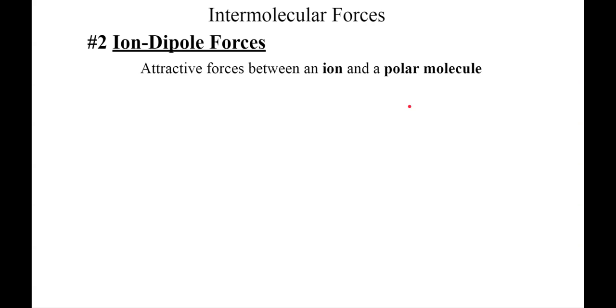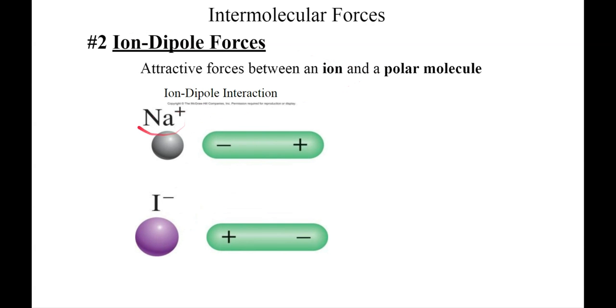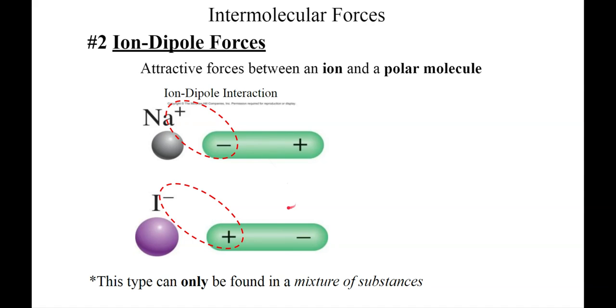The second is called the ion-dipole force. If dipole-dipole forces are between two polar things, an ion-dipole is between something charged, an ion, and something polar. The sodium ion is positive, so it will have an electrostatic attraction towards the partial negative of something polar. But iodide, which is negative, will have an attraction towards the partial positive. So ion-dipole is between a charge and something polar.